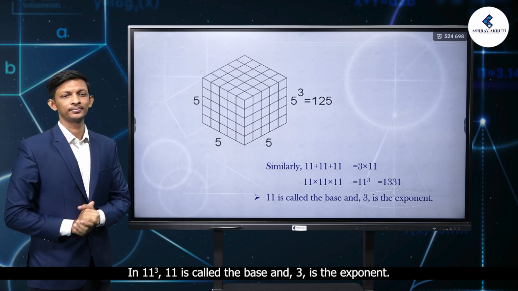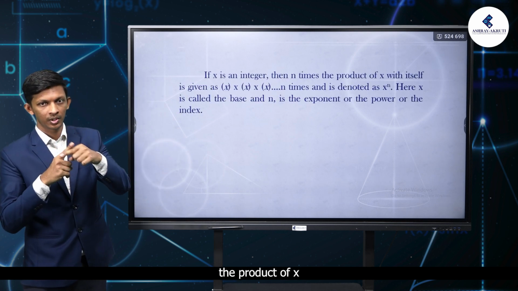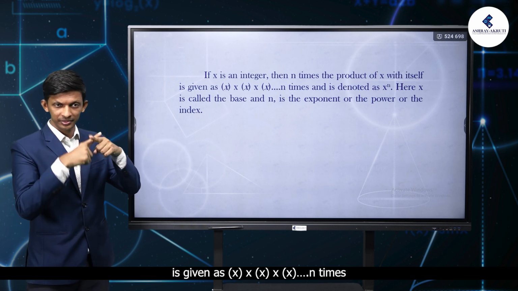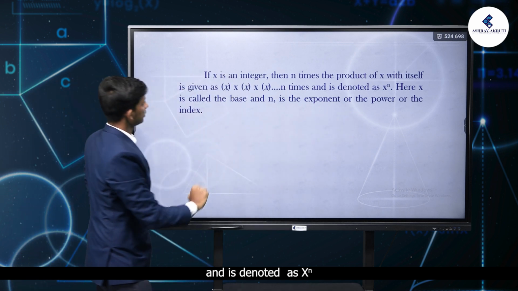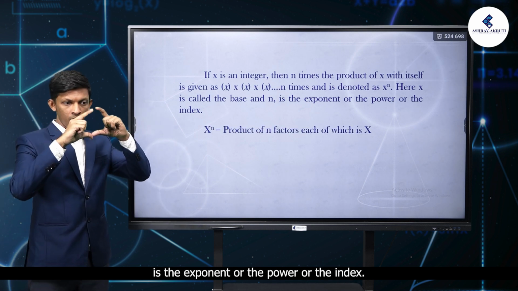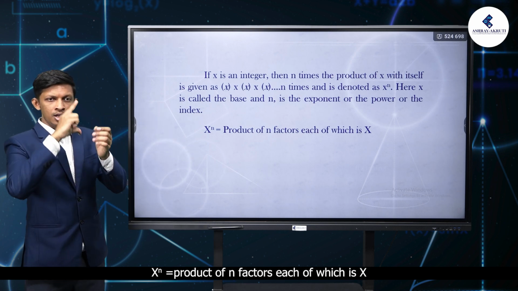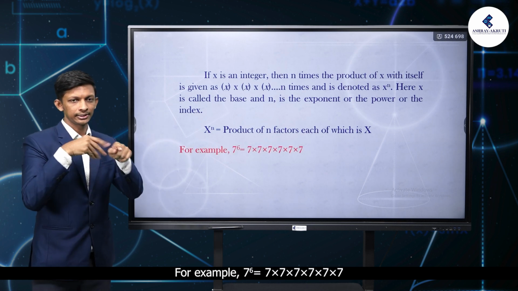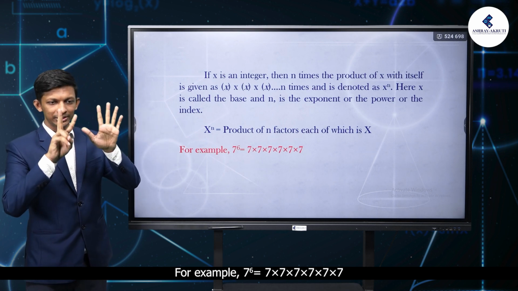In general, if x is an integer, then n times the product of x with itself is given as x into x into x, and so on, n times, and is denoted as x to the power of n. Here x is called the base and n is the exponent or the power or the index. X to the power of n is equal to the product of n factors, each of which is x. For example, 7 to the power of 6 is equal to 7 multiplied 6 times.